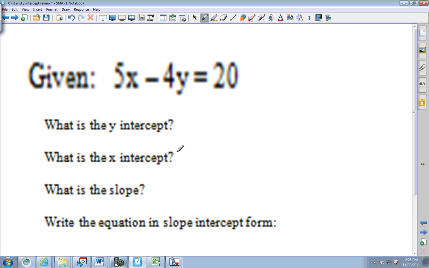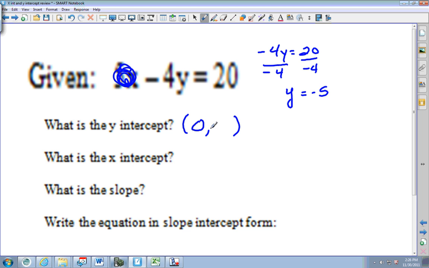All right, I need to find the y-intercept. That means that my x number is 0. And so I'm going to cover up my x. I get -4y equals 20. I'm going to divide by -4. I get y equals -5. So my y-intercept is (0, -5).